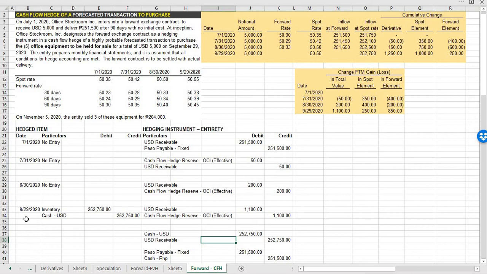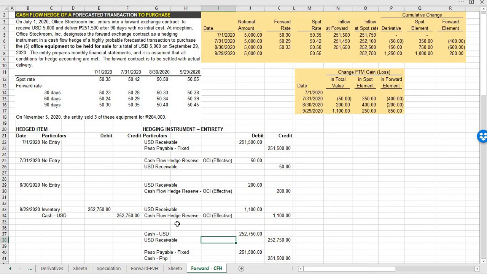So, dito, as of September 29, 2020, sa ating hedge item, based dito sa entry na to, hindi pa to nakaka-apekto sa profit or loss. Since inventory to, makaka-apekto lang to sa profit or loss kung ito na ay mabenta. So, dun lang siya magkakaroon ng effect sa profit or loss. So, ibig sabihin, mag-aantay pa tayo kung kailan siya mabenta. At dun natin i-reclassify etong OCI papunta sa profit or loss.